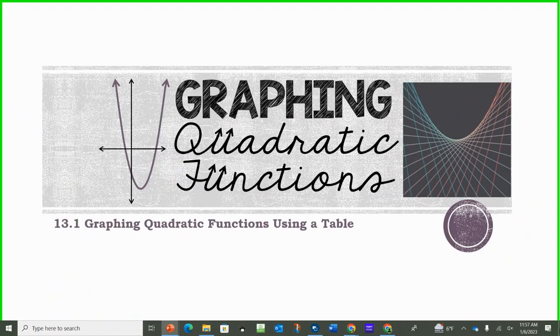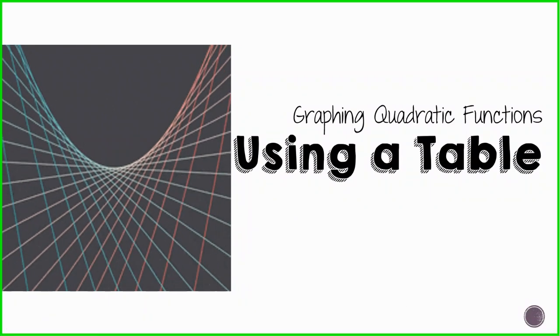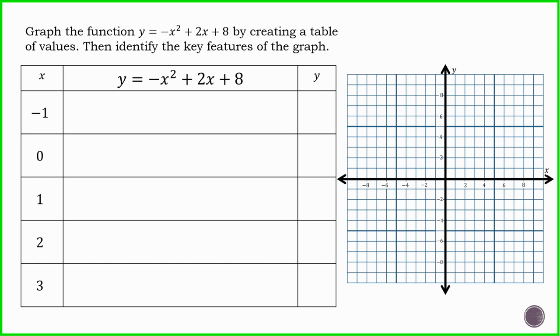Today we are graphing quadratic functions using a table. Graph the function y equals negative x squared plus 2x plus 8 by creating a table of values, then identify the key features of the graph.